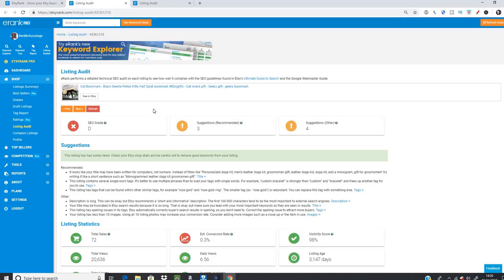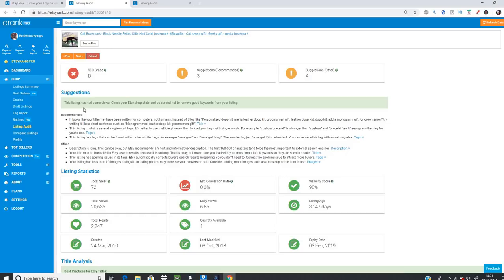This grade is important to help you think like an SEO expert, but it guarantees you nothing. So it's a help, it's a tool, but don't go hanging all your hopes on getting an A grade. Just your listings that aren't doing well, it can help you with them. So suggestions, and here this listing has had some views. Check your shop stats and be careful not to remove good keywords from your listing. So basically, again, this is saying don't mess up this listing.